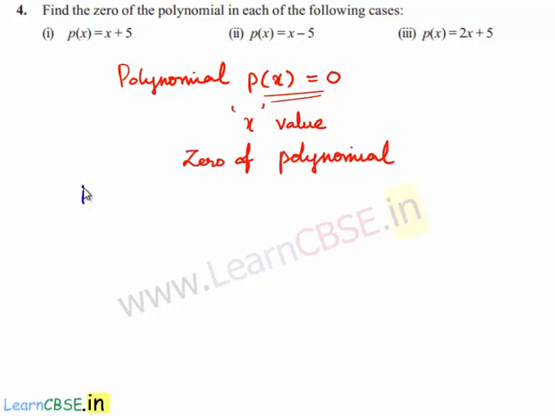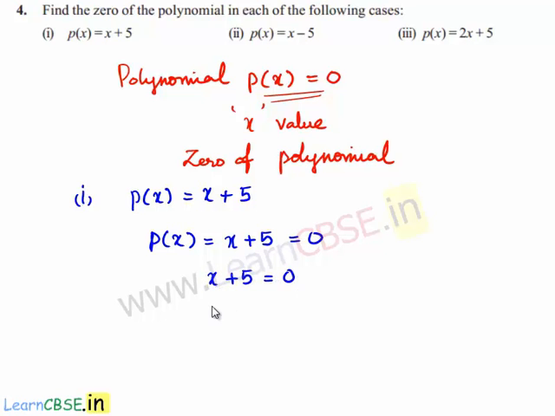So let us see the first bit, which is p of x is equal to x plus 5. The given polynomial p of x is equal to x plus 5 must be equated to 0. That becomes p of x is equal to x plus 5 is equal to 0. X plus 5 is equal to 0. So transposing plus 5 to right hand side, we get x is equal to 0 minus 5, which is minus 5. That means x is equal to minus 5, which is nothing but the zero of the polynomial.